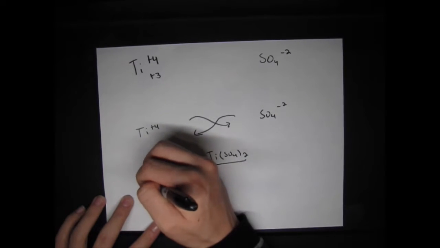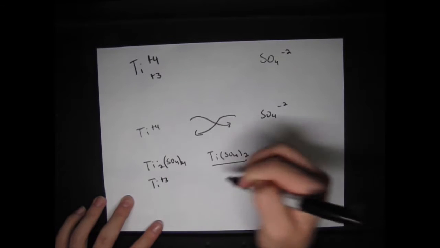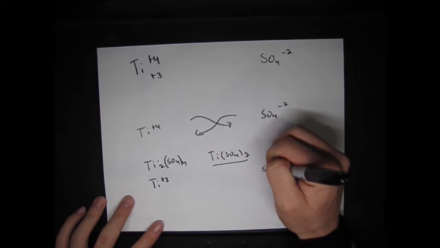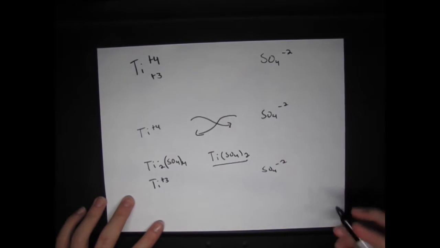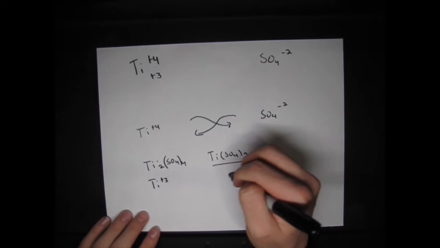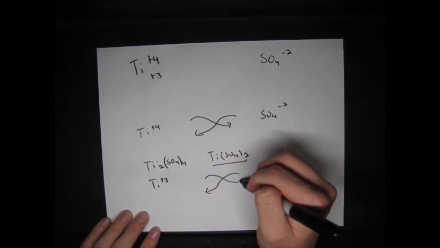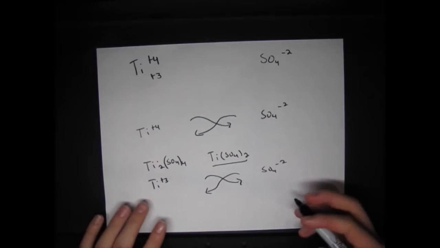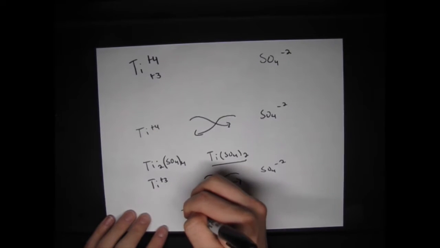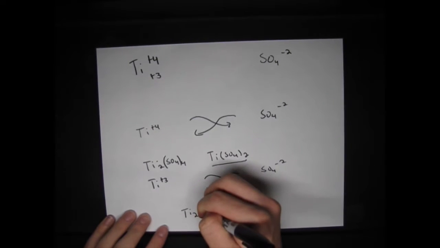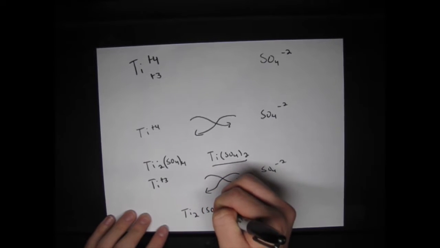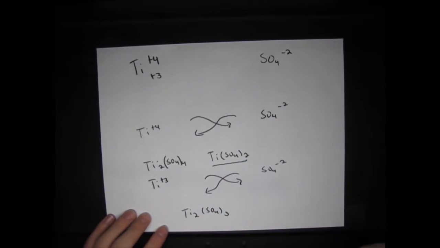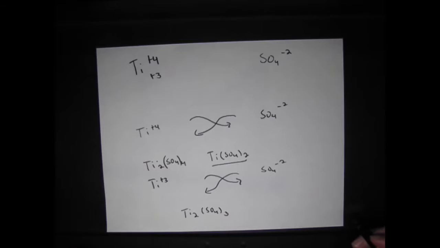Now I will be using titanium +3 and sulfate, again -2. Same thing, except we don't need to simplify this time. We will be switching the charges. So we'll end up with Ti2(SO4)3. And that is how you write your multivalent polyatomic ion formula.